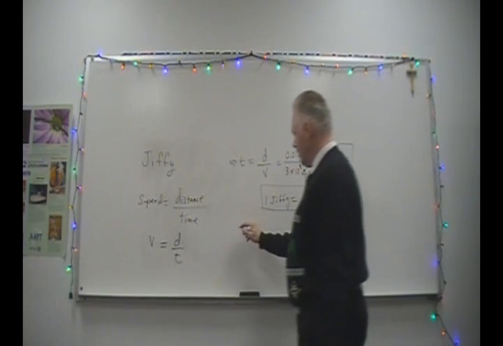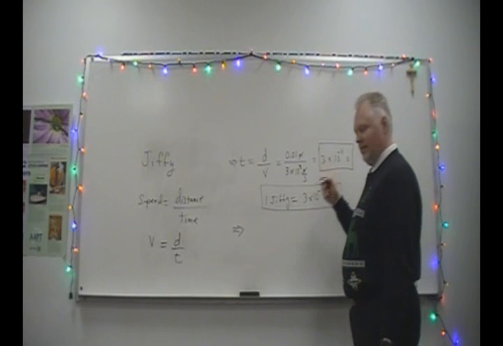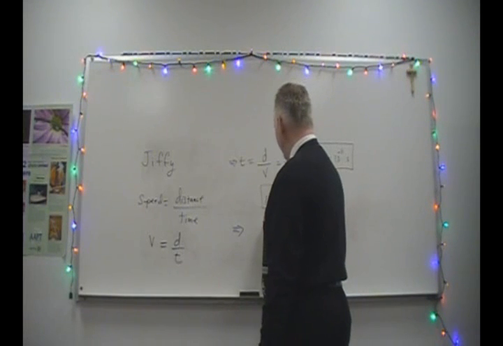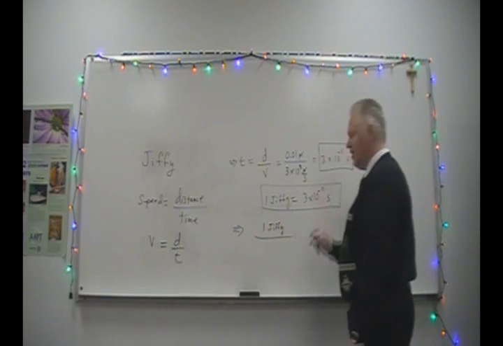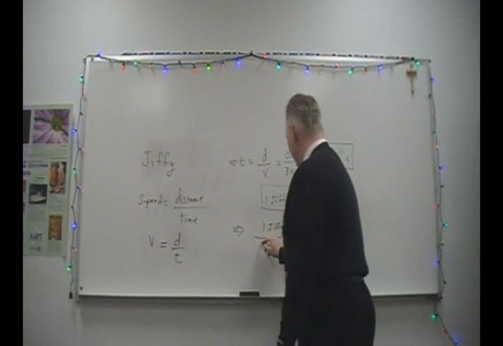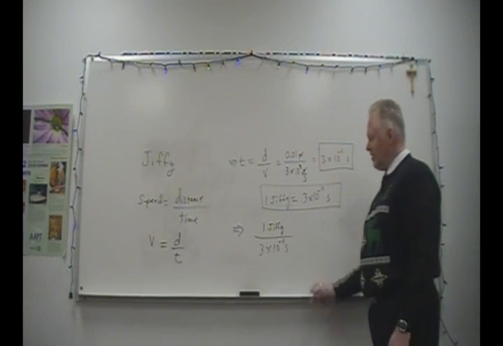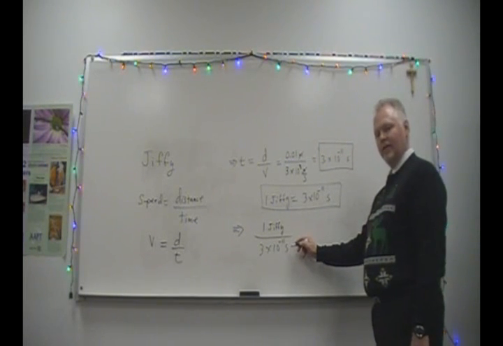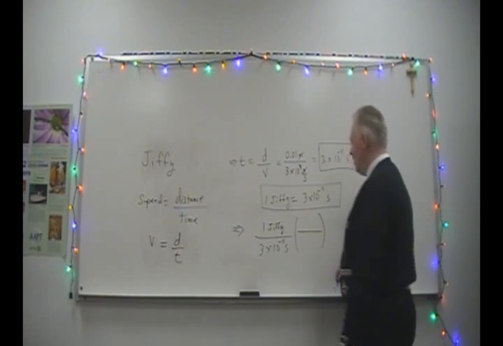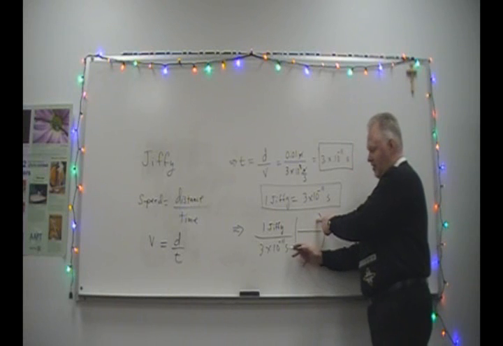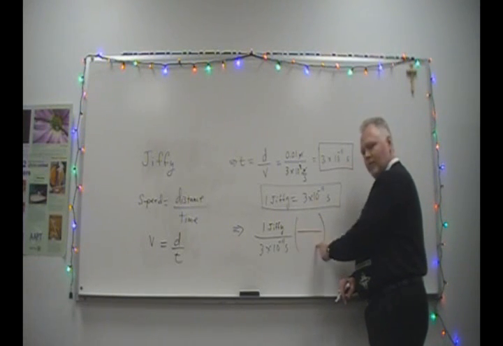So here's how I do it. I'm going to take the reciprocal of this number. It's going to look like this. 1 jiffy per 3 times 10 to the negative 11 seconds. And now I just want to convert seconds in the denominator here to minutes. And the way I do that is I'm going to have seconds upstairs to cancel out seconds downstairs here. And I'll put minutes on the bottom. Then I'll have jiffies per minute.